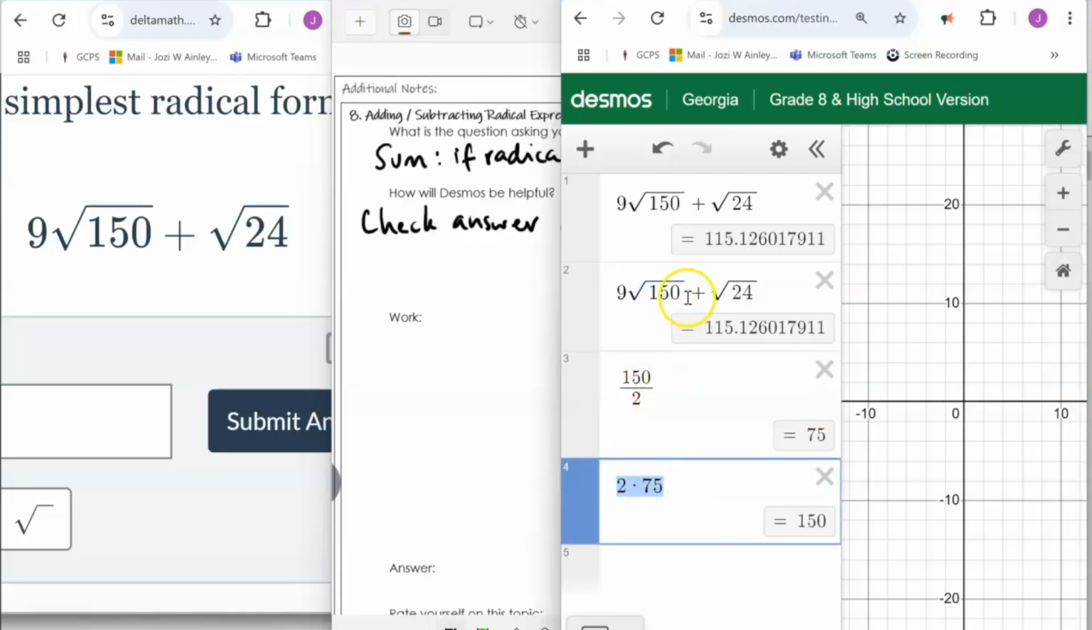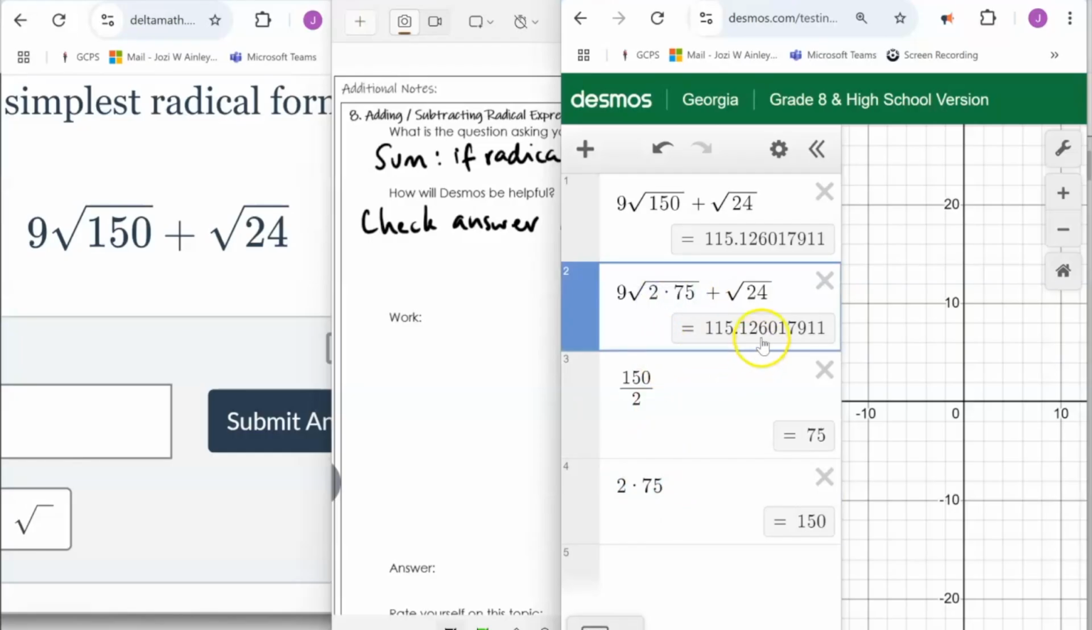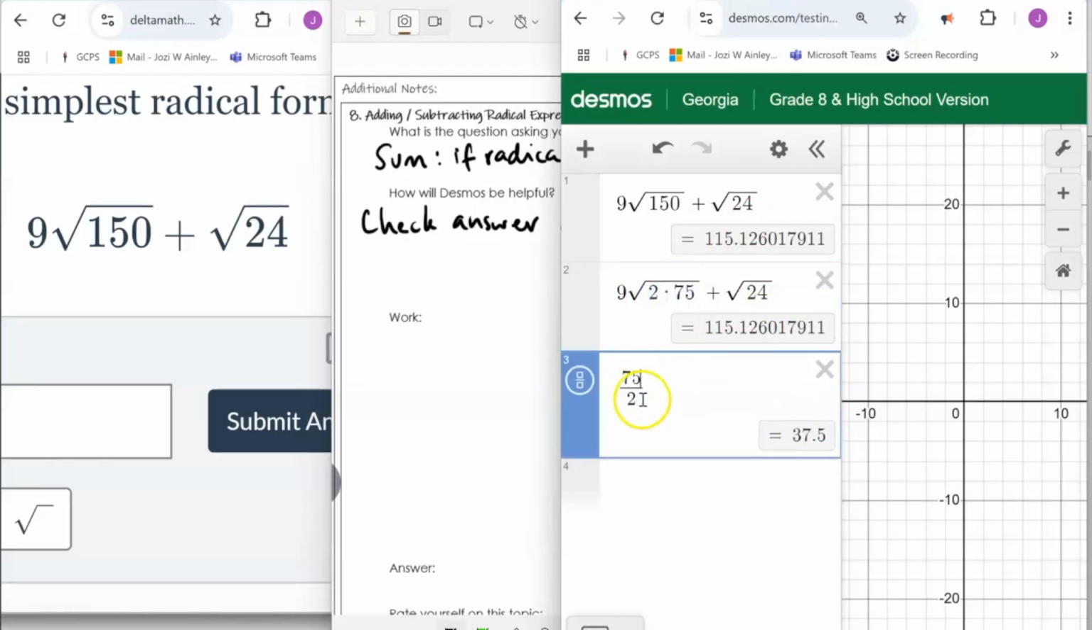So I'm going to take that and put it in here. And if I did that correctly, it didn't change. So it does not change. It still matches. Now I'm going to go to my new number. So I already broke 2 down. That's as low as it can be. Now I'm going to do 75.